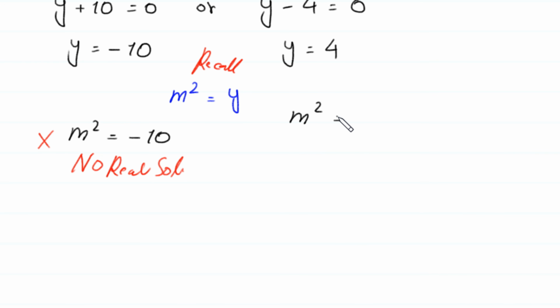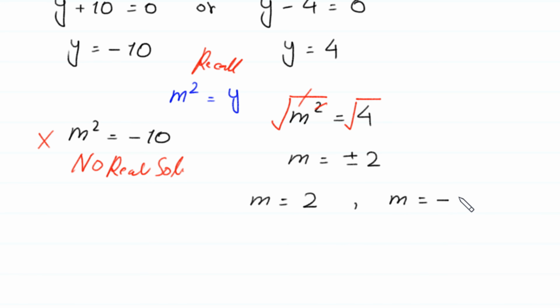Now in this equation we put the value of y, 4. m squared is equal to 4, and to find the value of m we take the square root of both sides, and this square will be cancelled with this square root, and m is equal to the square root of 4, which is plus or minus 2. It means m is equal to 2 and m is equal to negative 2, but we need to find the value of x.